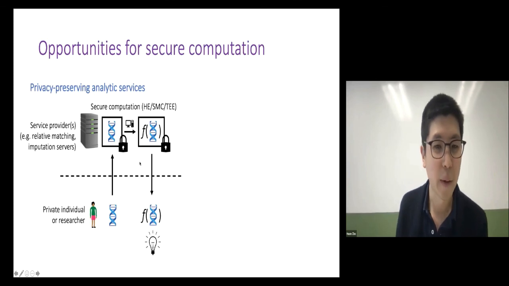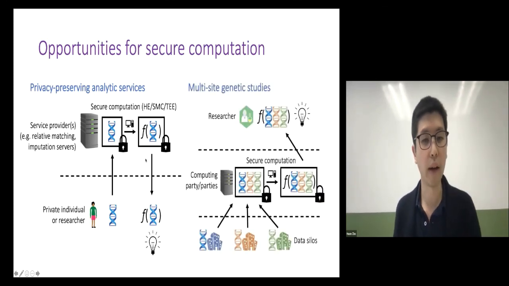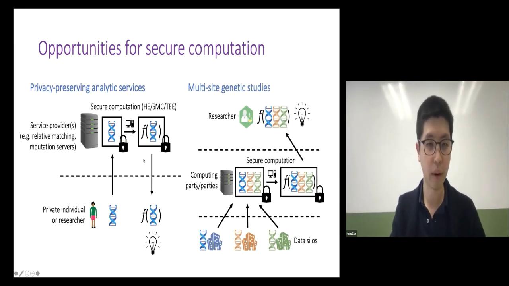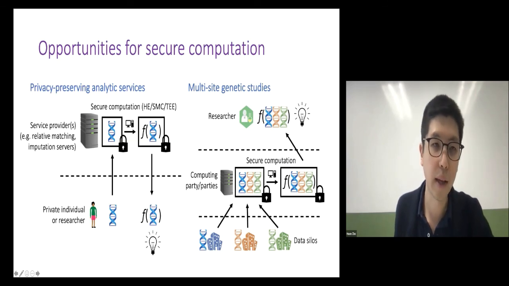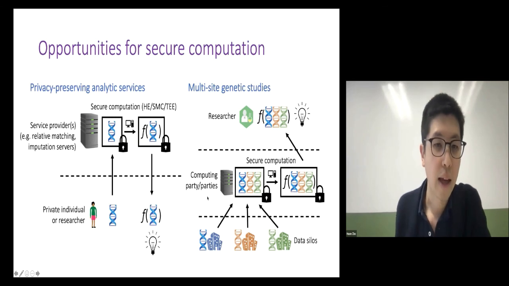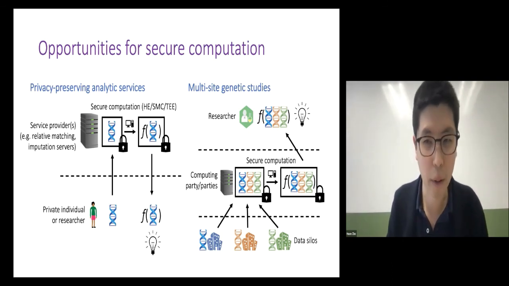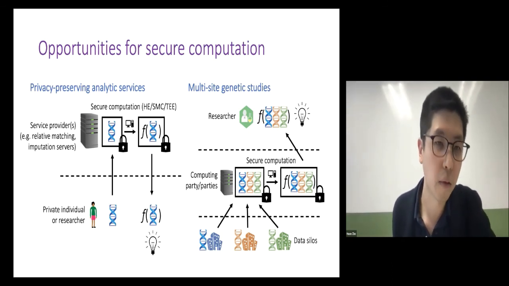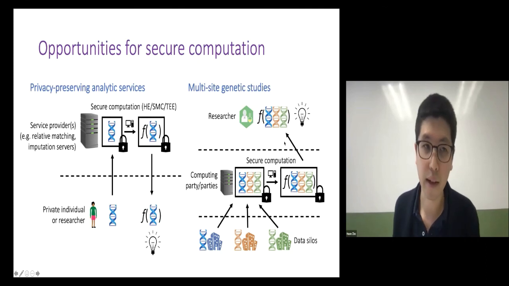Another use case of secure computation is multi-site study, where the goal is to run analyses on data sets across multiple parties without sharing the raw data. And this can be achieved by introducing a computing party or parties, in the case of multi-party computation, that can securely pull together the data sets in an encrypted form, perform joint computation over them according to the chosen technology, and then return the final result to the researchers to be revealed. And again, all this is done without leaking the private data sets to anyone involved.